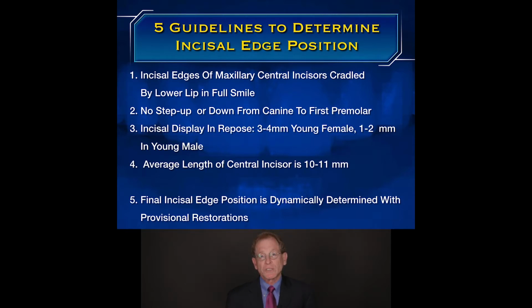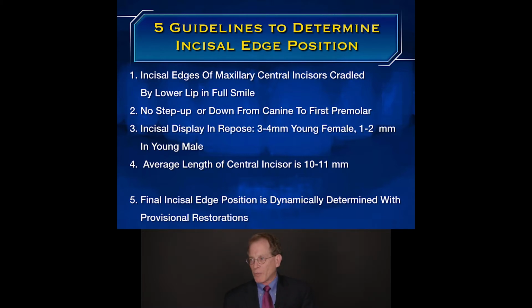So the first is the incisal edges of the maxillary anterior teeth should be cradled by the lower lip in full smile. The second guideline is that we want to step up from front to back or a step down. The occlusal plane should be level from front to back. Those are the 2 primary. The 2 confirmatory are the incisal display and repose. We remember is 3 to 4 millimeters in the young female, a couple of millimeters less in the young male, and less as the patient ages.